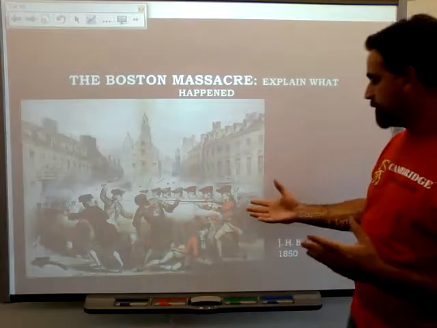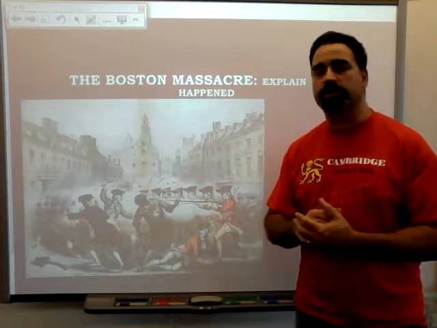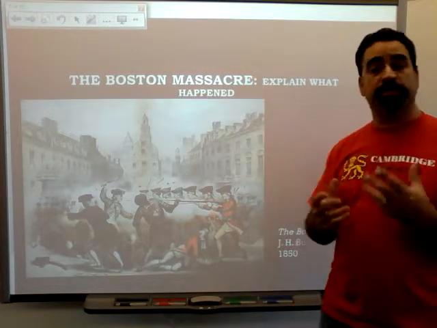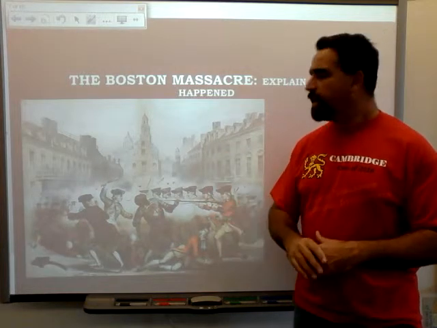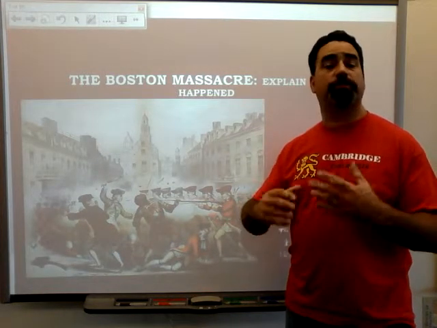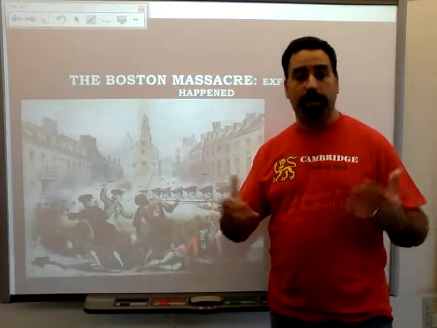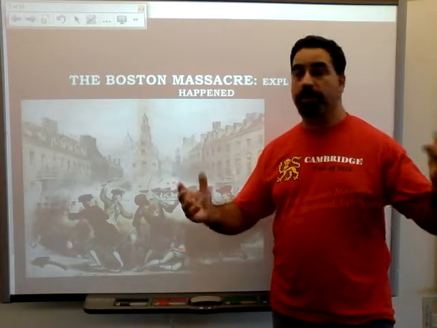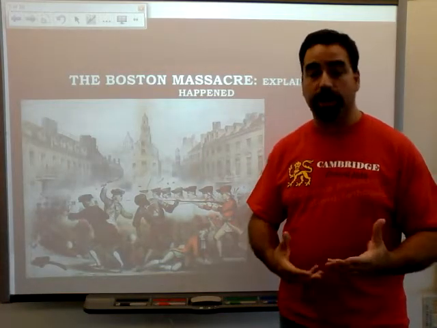There were British regulars that were sent in to kind of control the crowd. People were pelting them with snowballs and things like that. And for some reason, we don't know exactly why, because all of the witnesses admit that nobody gave an order to fire into the crowd. But what ended up happening is a musket went off. Boom, fires off, and the regulars panic, and they start firing into the crowd.